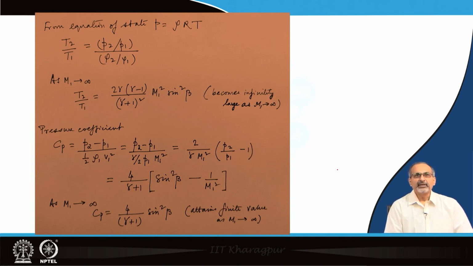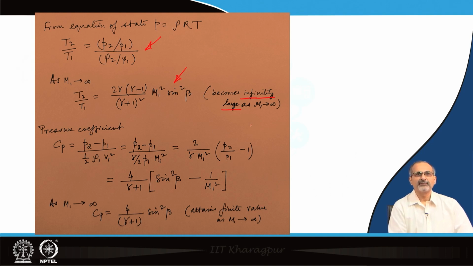Now, if we invoke the equation of state P equals rho RT, then the temperature ratio can be written like this: T2 by T1 is P2 by P1 divided by rho 2 by rho 1. As M1 tends to infinity, you substitute those expressions for pressure ratio and density ratio. You get a relation like this, and this again will become infinitely large as M1 tends to infinity.